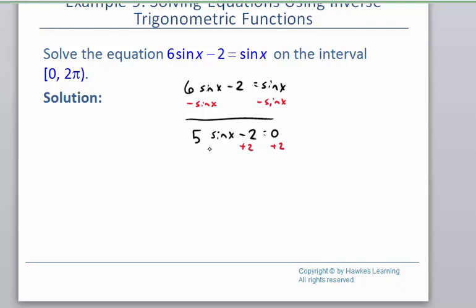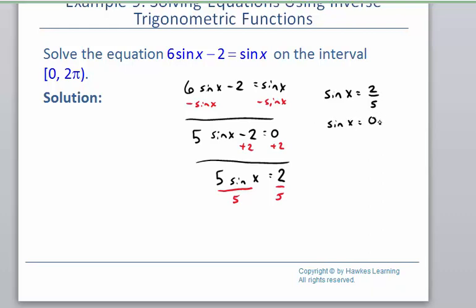Then I'm going to add the 2 to both sides. Remember, again, we're trying to solve for sine to get sine by itself. So this will give me 5 sine x is equal to 2. And finally, we'll divide both sides by 5. And so the expression that we're looking for is sine x is equal to 2 divided by 5. And so 2 divided by 5, you can do that on your calculator, is 0.4. So it may be a little bit easier to look at that in decimal form.